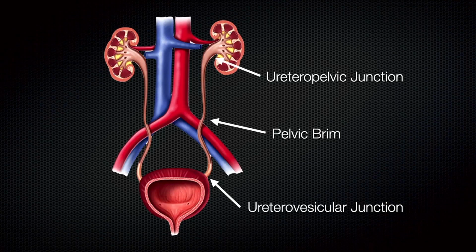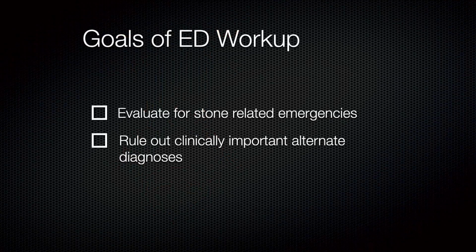But as those of you who have practiced for any period of time know, these things can be found in any one of a number of places. But in my experience, I've found the stones mostly in that UVJ location. So that leads us to what we need to do in the emergency department to work these things up, right? Obviously this conversation will be very different for a urologist, but for us in the ED, what do we need to do?